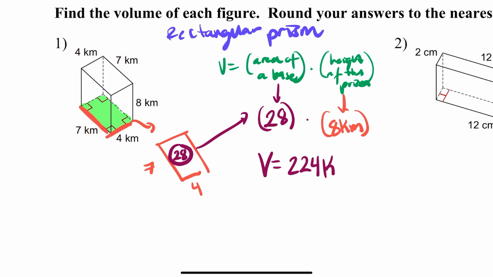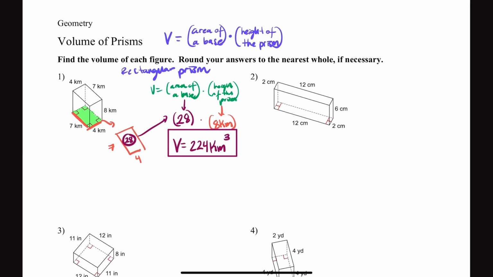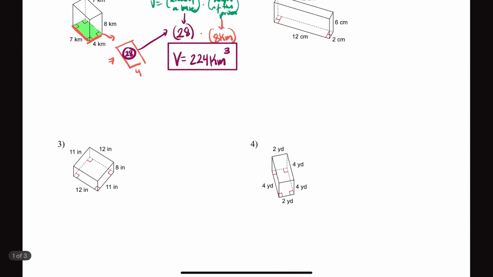So it's in kilometers. And when we talk about volume, it is always in cubic units. You might hear the word cubed in there, which is to the power of 3. So also write your little cubed symbol right there, always for volume. So that's how you do that problem. I'm going to go over one more before we move on to triangular prisms.